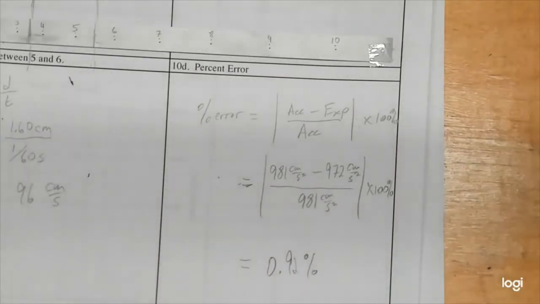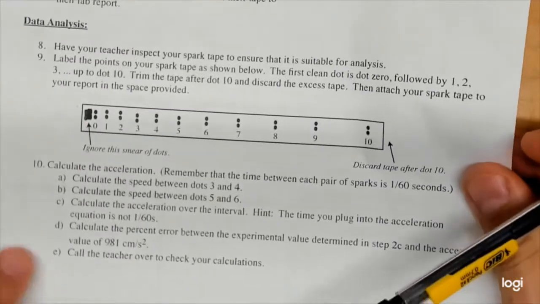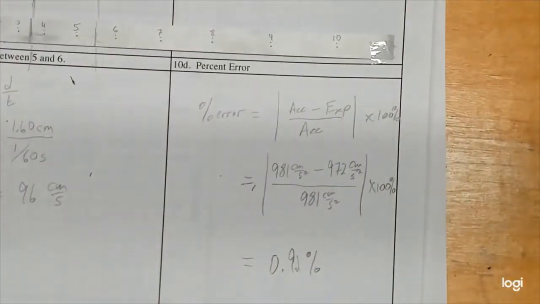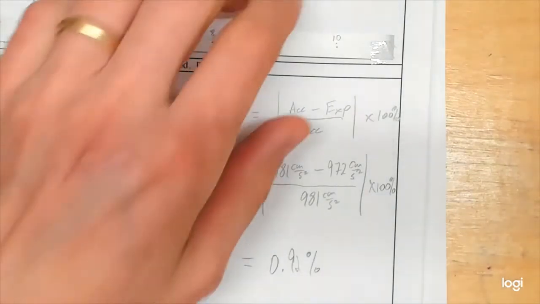So that's the first page, okay? Call your teacher over to check your calculations. Well, we can't do that because we are in different locations. You're at home and I'm at home, so can't do that.